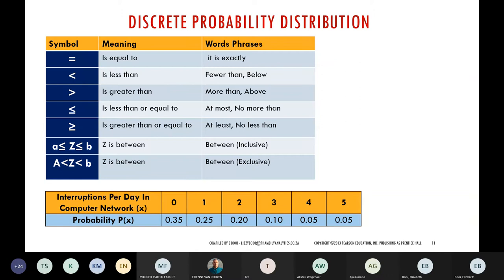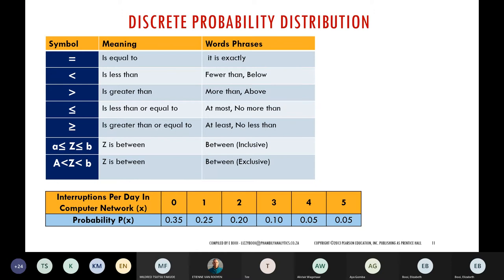So what do I mean by that? For example, a symbol, this symbol, everybody knows it because everybody on their calculator says equal, equal, equal, answer. That is an equal sign. Nobody can say they don't know what that is. That is equal to. But in statistics, we might refer to it as exactly. If in the question they say, find the probability of exactly, then they're referring to you putting the equal sign when you write down the formula.